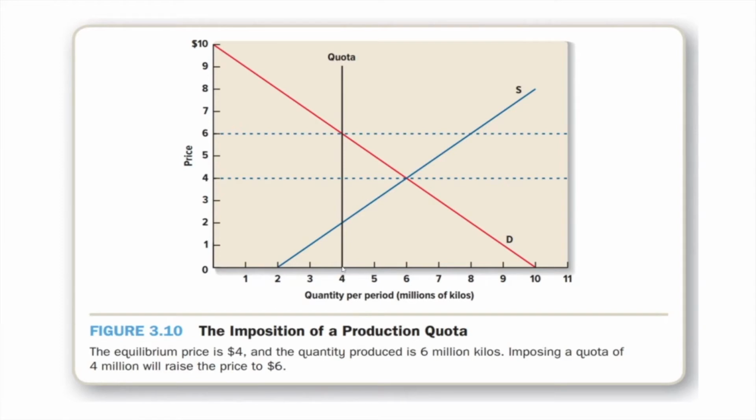So farmers don't have to grow as much. Government's going to allocate to them a certain degree of how much they can produce. And the net effect of that would actually drive up the price. If we look up here, we say the intersection of the quota line will be at 4 million across the board regardless.